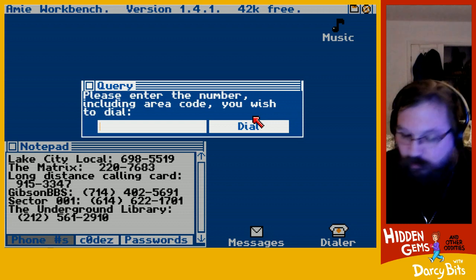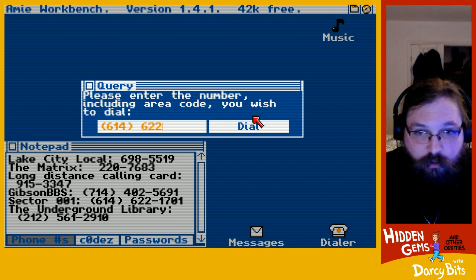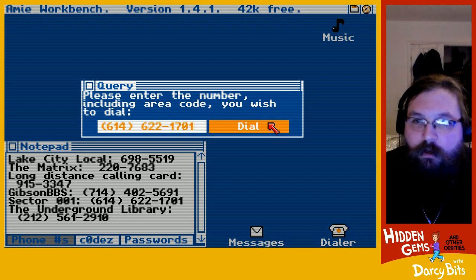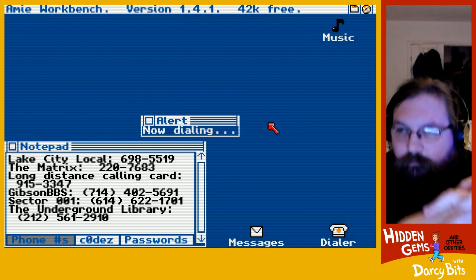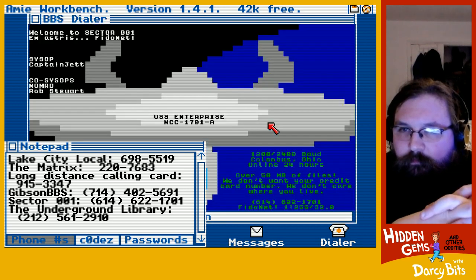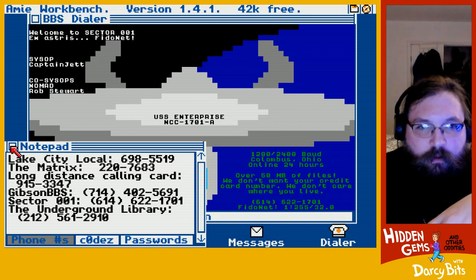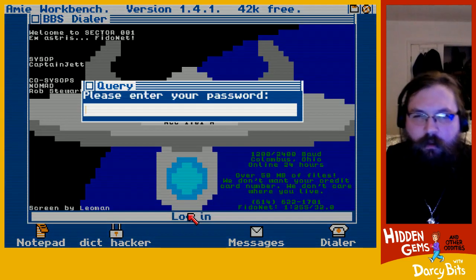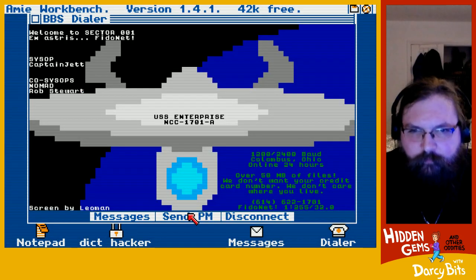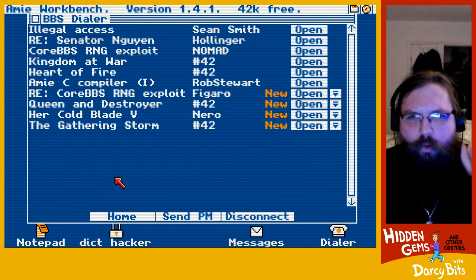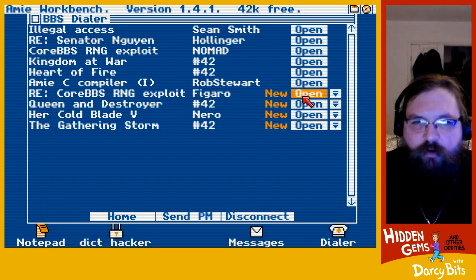So what did I say? Sector 1. Let's see if this works. I didn't hack this one, right? Was it just password? Yeah, okay. Come on! Boom! Corbius RNG exploit Figaro.